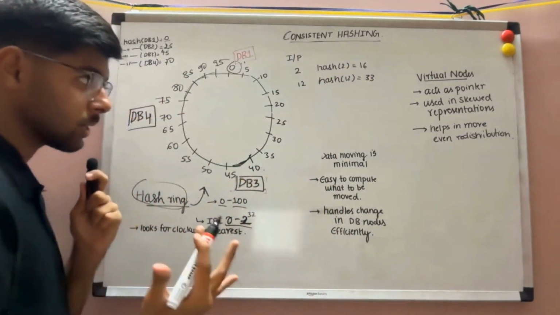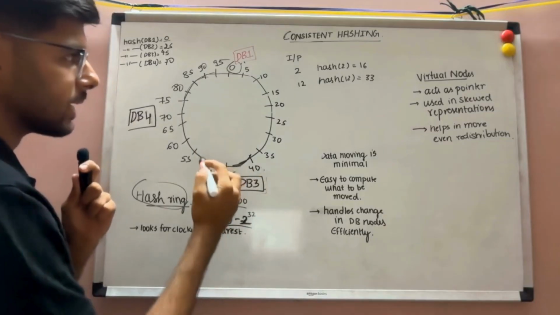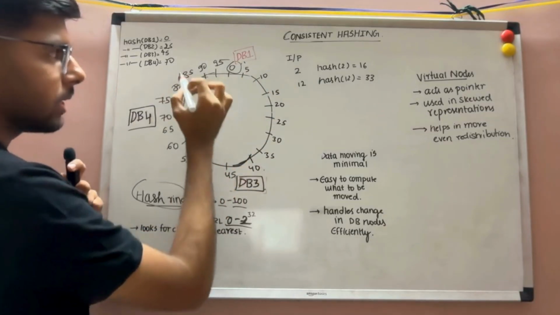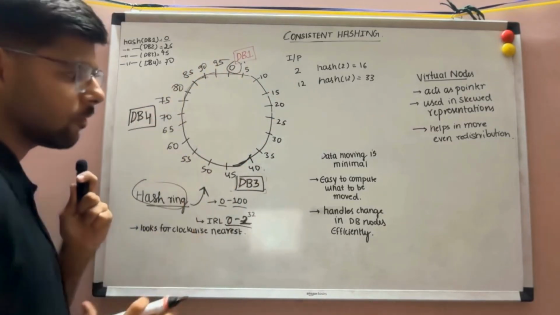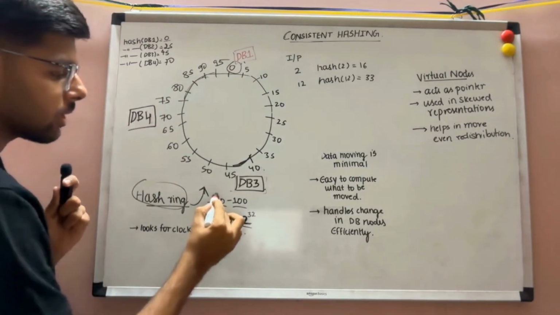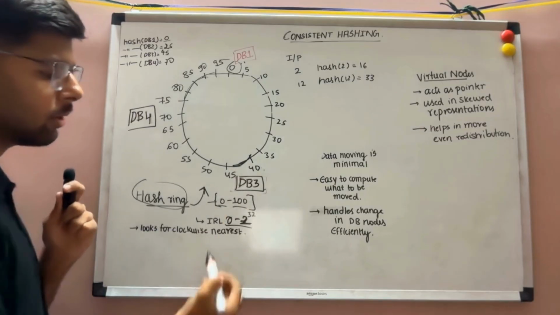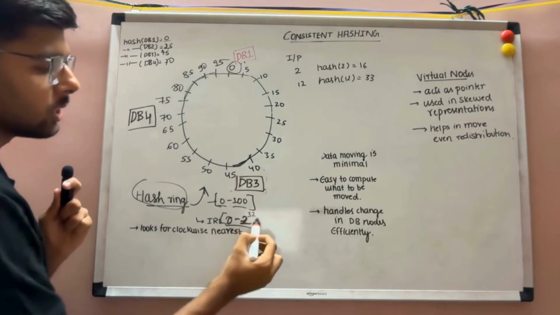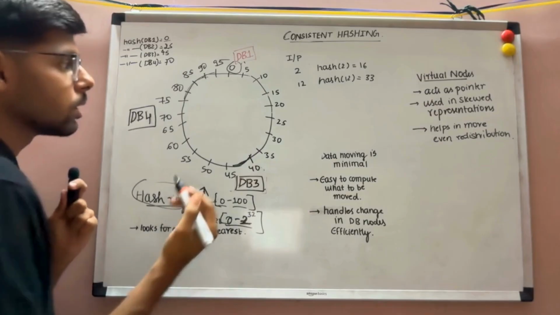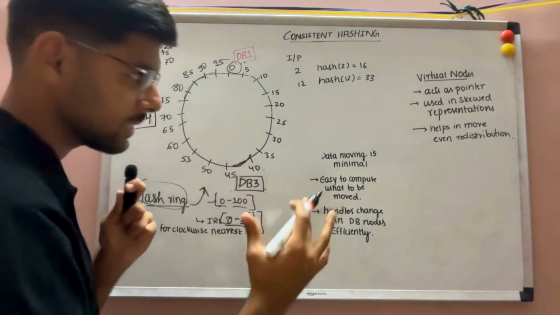Now what happens in consistent hashing is we basically construct a ring, and it is composed of evenly distributed values. Here I have taken the range of 0 to 100, but in real life it will be from 0 to 2 power 32, which is a part of the integer range.